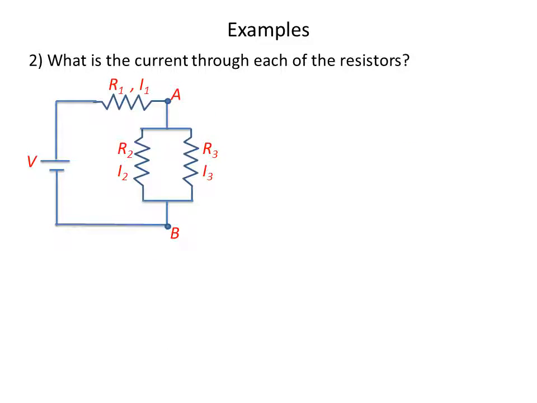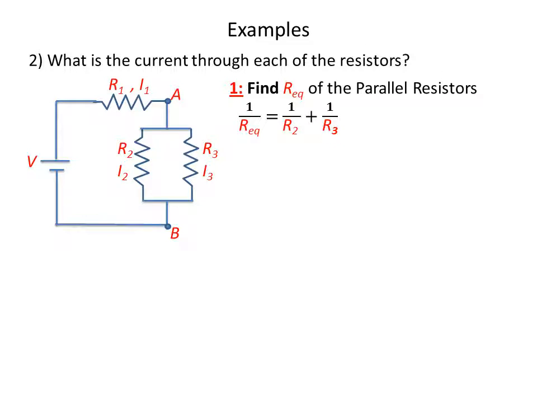What is the current through each of the resistors in the circuit shown below? We have a voltage driving current through these three resistors. We have an R1, which has an I1 going through it, an R2, which has an I2 going through it, and an R3, which has an I3 going through it. R2 and R3 are in parallel, so our first step is to find the R equivalent of the parallel resistors.